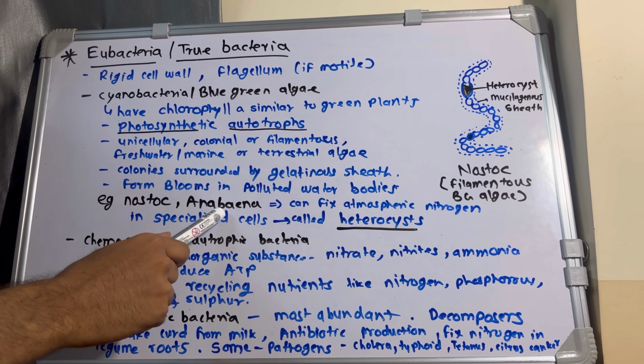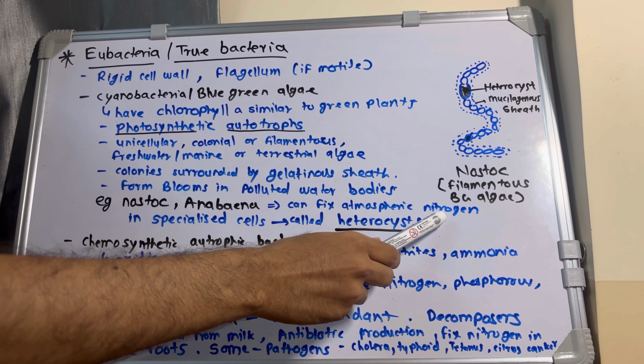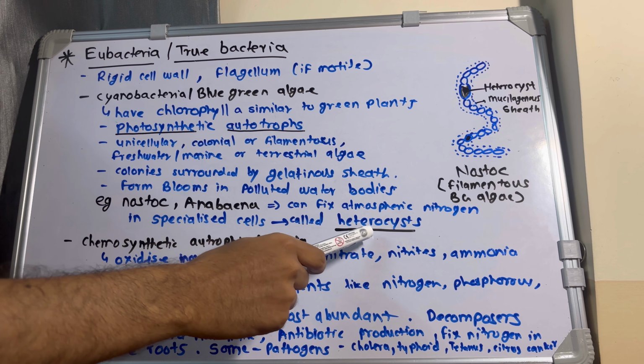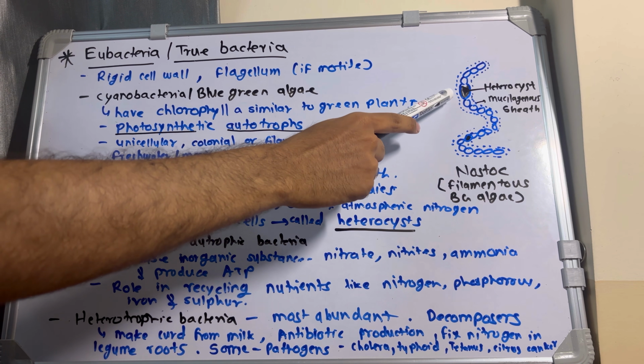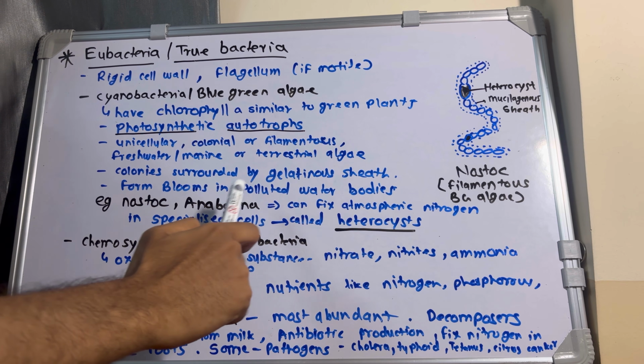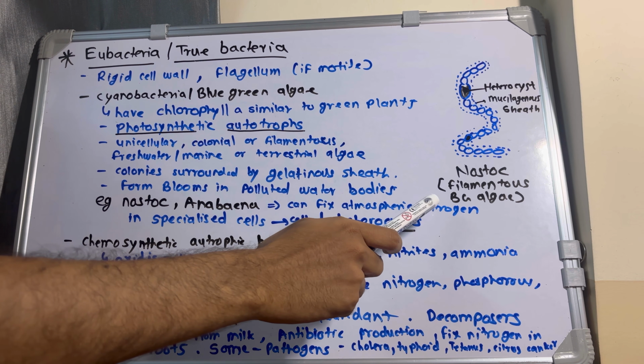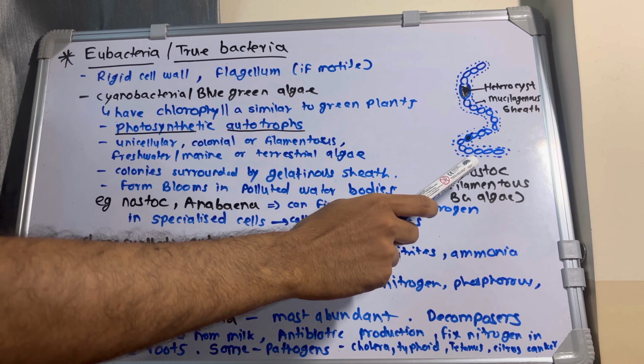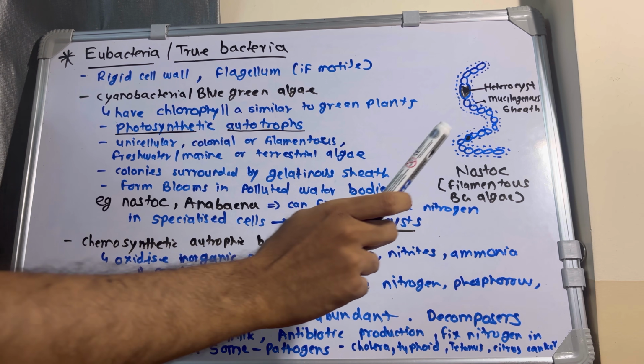Examples, Nostoc and Anabaena can fix the atmospheric nitrogen in specialized cells called heterocysts. So in the diagram you can see this is the heterocyst. These are the specialized cells in which the atmospheric nitrogen is fixed by Nostoc. That is, Nostoc is a filamentous blue-green algae.